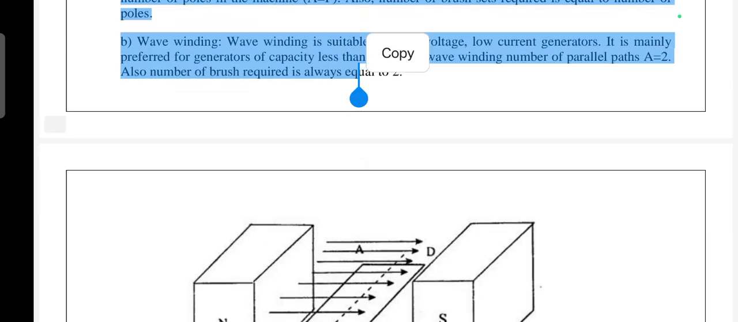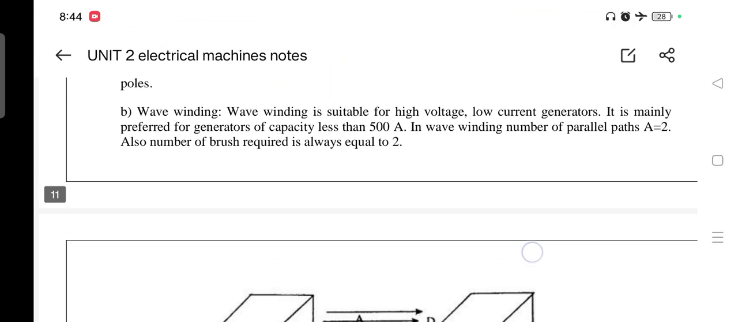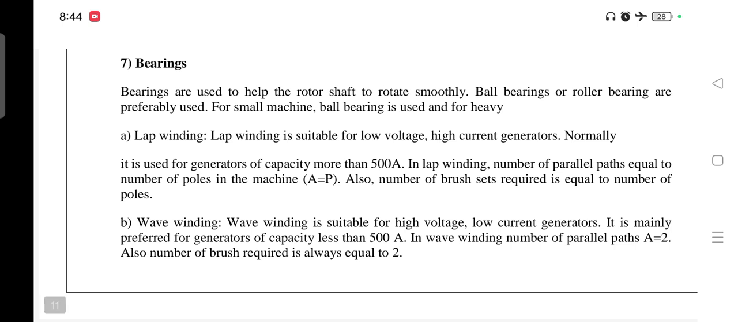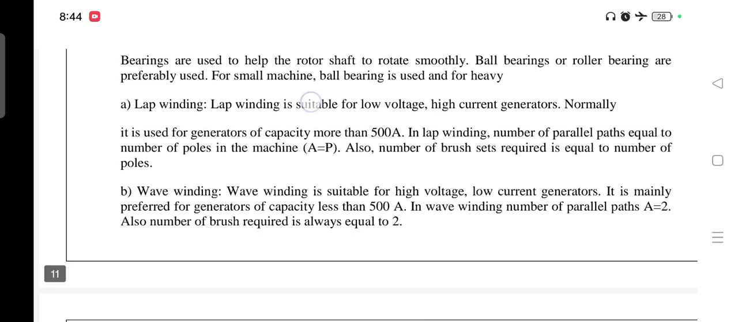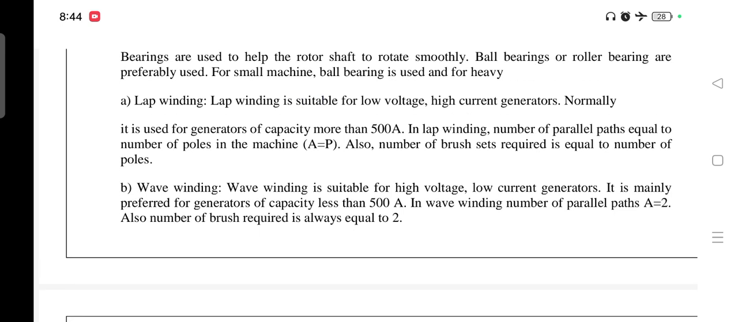Then the seventh one is bearings. Bearings are used to help the rotor shaft rotate smoothly. So ball bearings or roller bearings are preferably used. For small machines, ball bearings are used, and for heavy machines, roller bearings are used.